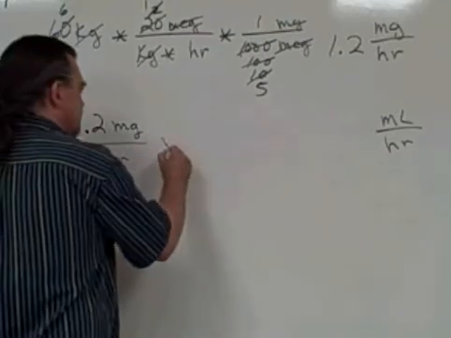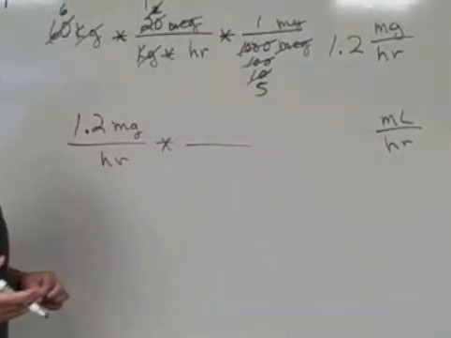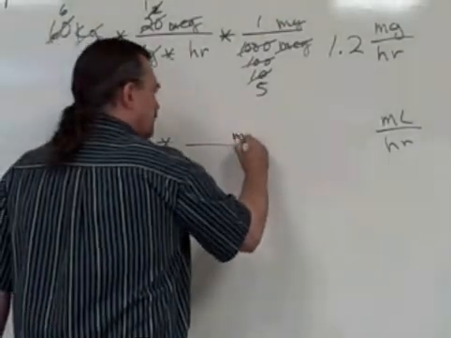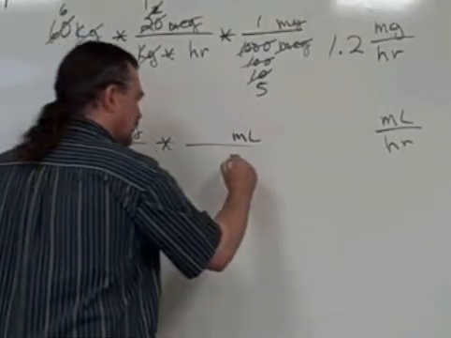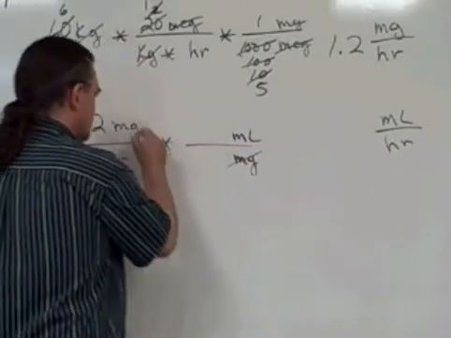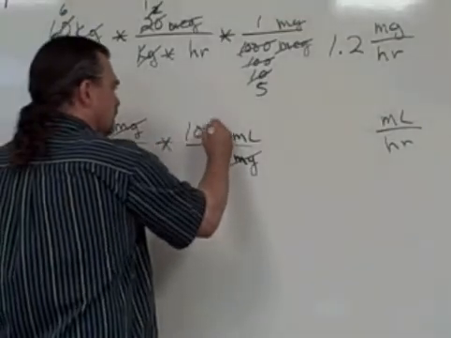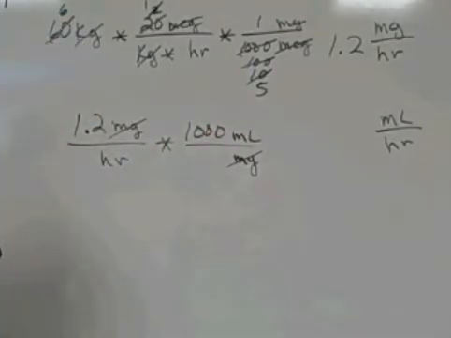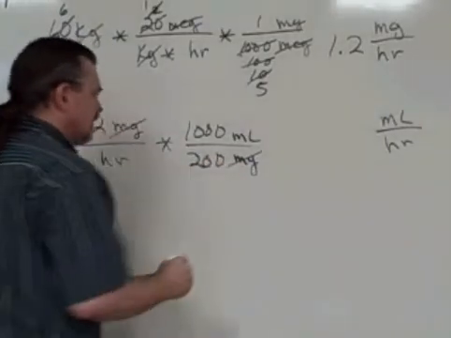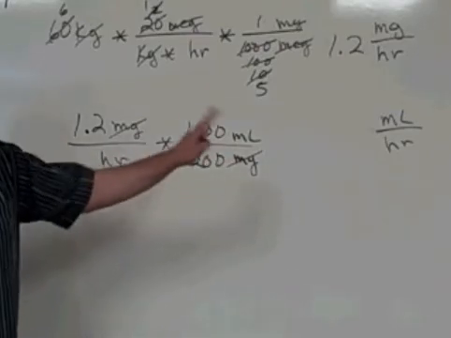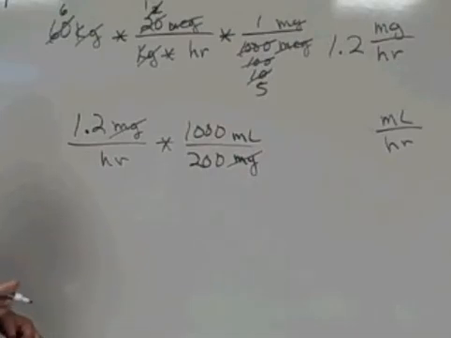So we can use that information to construct a conversion fraction that will get us from milligrams to milliliters. We want to end up with milliliters, so it needs to be in the numerator, and we want the milligrams to cancel. And the information tells us that 1,000 milliliters of the D5W is going to be containing 200 milligrams of the drug. So we can perform this arithmetic and we'll know how many milliliters per hour the patient should be receiving in the IV.